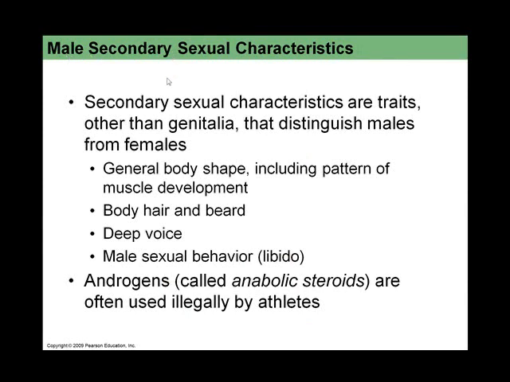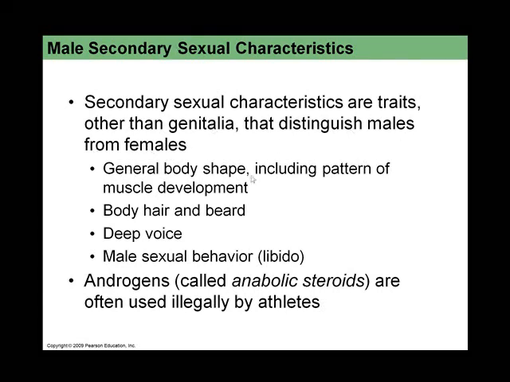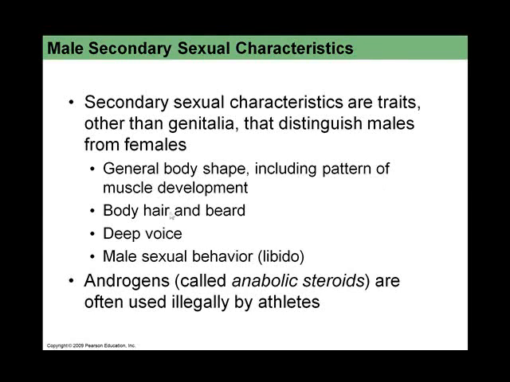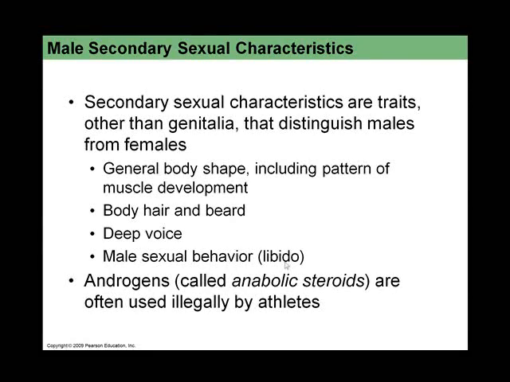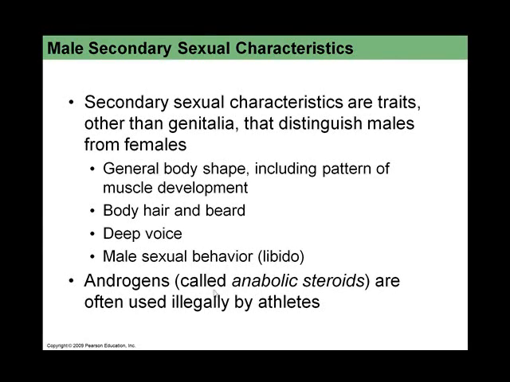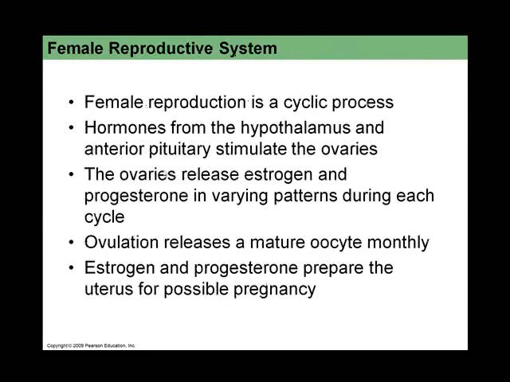The male secondary sexual characteristics are considered on this slide. So the secondary sexual characteristics are traits other than genitalia that distinguish males from females. So the general body shape, including the pattern of the muscle development, body hair and beard, deep voice, male sexual behavior or libido, the sexual drive. The androgens are called the anabolic steroids, and we are familiar with the illegal use of these.